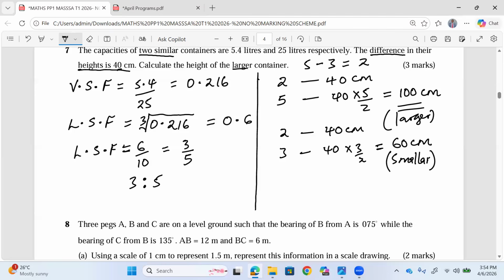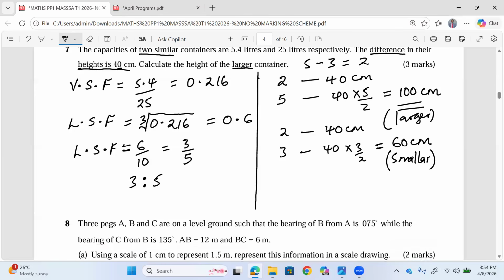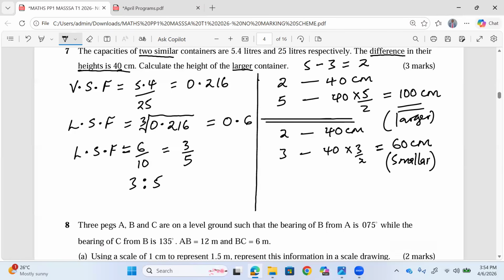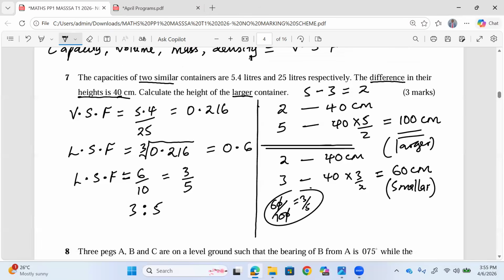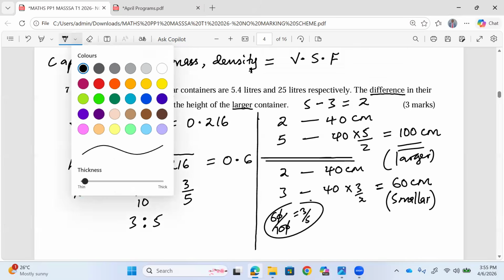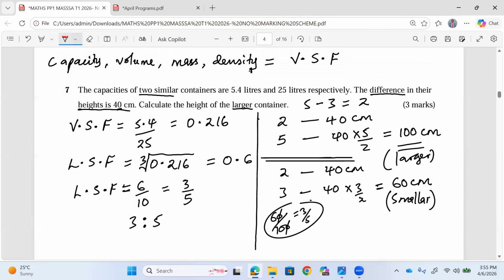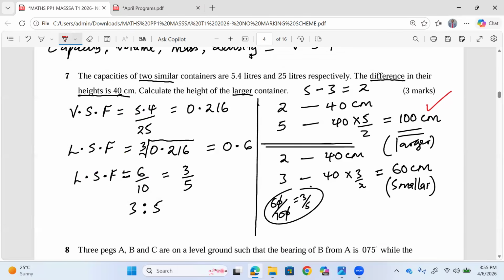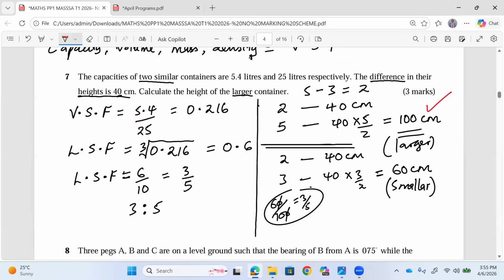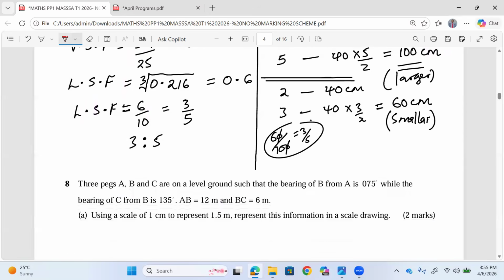So the question is already solved for the larger, but I was working out the second. We are supposed to end our working here, but I'm just proceeding to show you that the height of the smaller could still have been obtained. And with the two heights, you can confirm that 60/100 is giving us the ratio of 6/10, which is 3/5. So the height of the larger is exactly 100 centimeters. That's a very good question on similarities and enlargements.